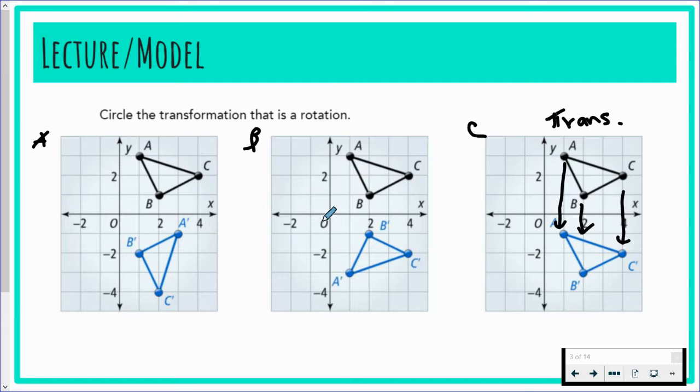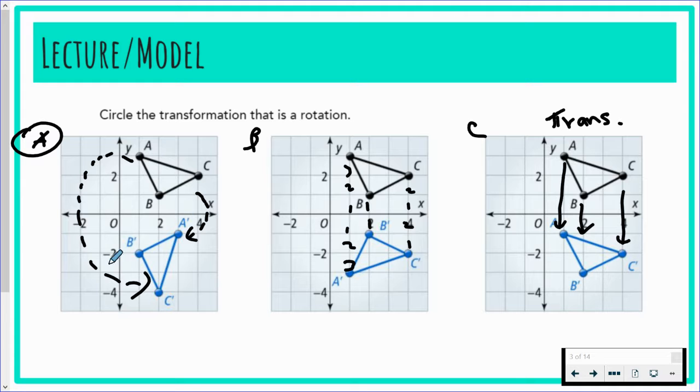Then I'm looking at B, and that to me looks like a reflection. Point B is one above and one below, point C is two above and two below, and point A is three above and three below. So that looks like a reflection. So by definition, it would have to be A. We turned all the way from quadrant one into quadrant four. We either went one quadrant down to the right, or we went three quadrants to the left. So option A is what a rotation would look like.